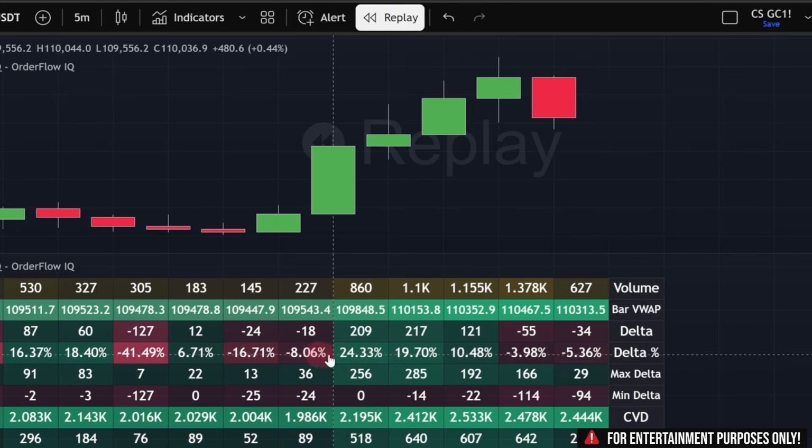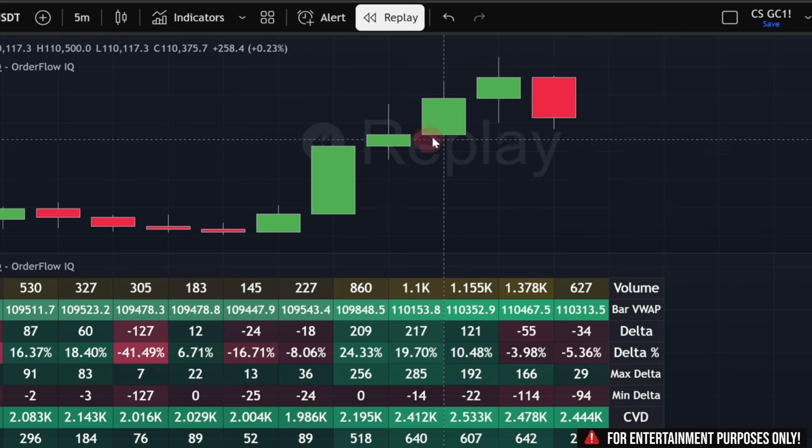And by looking at the delta percentage once again, we can see that the breakout did start with buyers authoritatively in control with a 24% delta percentage ratio. But as price moved higher and higher, check out the delta percentage. Even though the volume delta itself increased from positive 209 to positive 217 on this move, the actual delta percentage for the bar decreased from 24% to 19%. And this is why looking at raw volume delta itself can also be confusing. Delta percentage gives us better insight into truly how much buyers or sellers are in control.